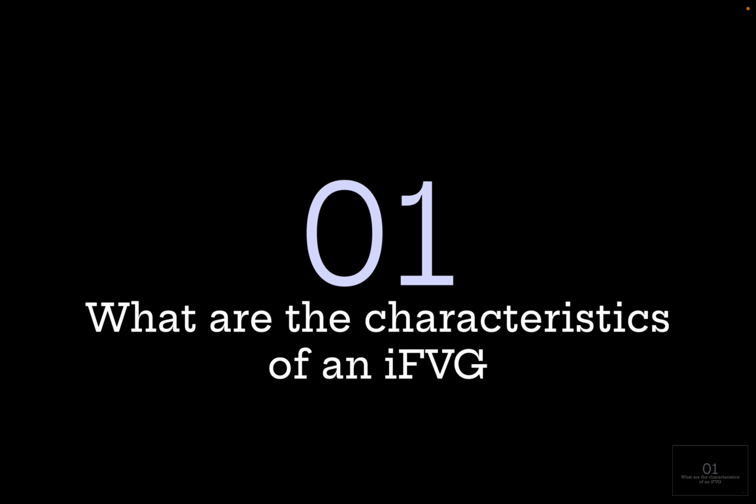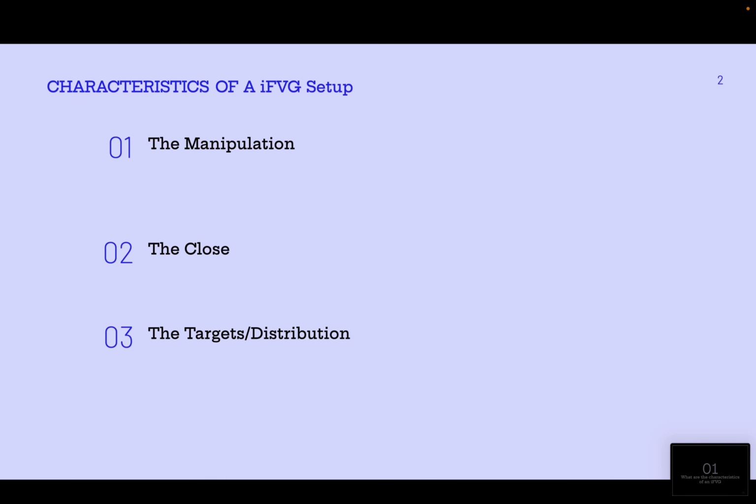I got this little Google slideshow ready for y'all. We can just hop right into it, not trying to waste anyone's time. So what are the characteristics of an inversion fair value gap? Well, there are three main things that I look for. Obviously, there's more than this, but this is all you're going to need in classifying good versus bad.